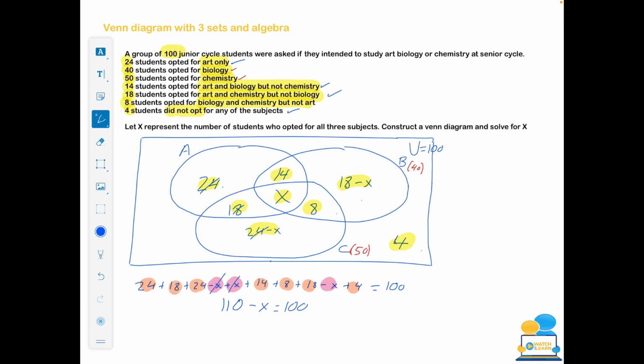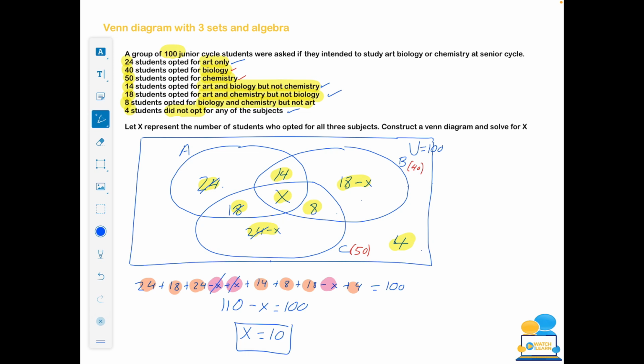Okay, now a few ways to do this from here. What I would do, I would say in my head, okay, I have 100. 110 minus what is equal to 100? 110 minus 10 is equal to 100. So then x must equal 10. Okay, so this is my final answer along with my Venn diagram.